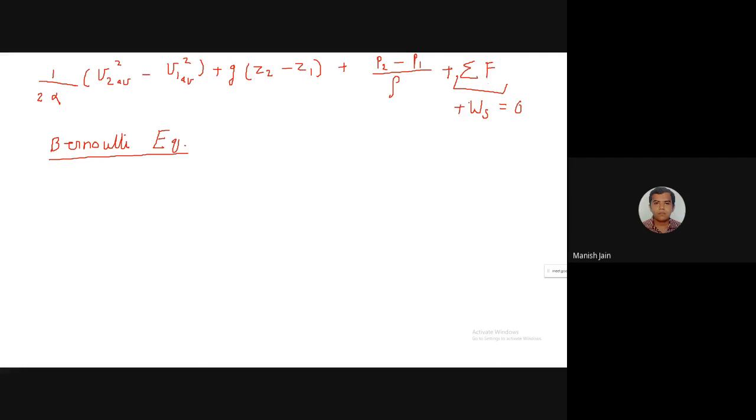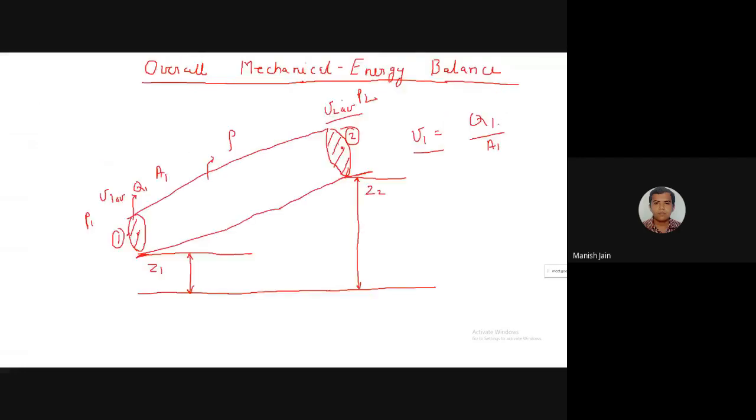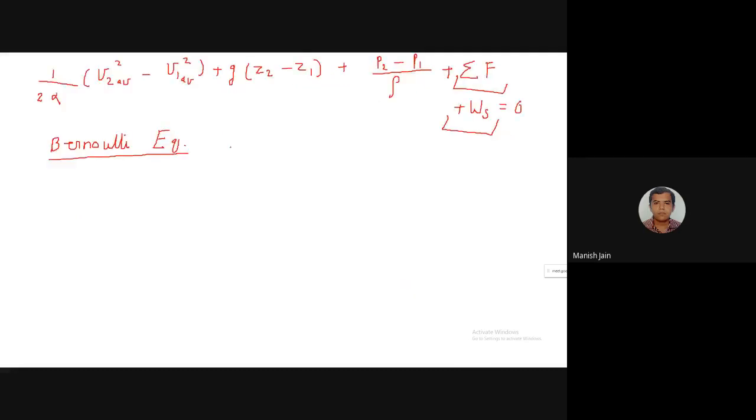And WS is the work done by the pump. Suppose there is a pump situated in between the line. Between these two points, there is a pump which will convert the electrical or mechanical energy to pressure energy. So that will increase the overall mechanical energy of the fluid system. So you have to add the WS. Okay, so this is equal to 0. So this is the generalized equation.